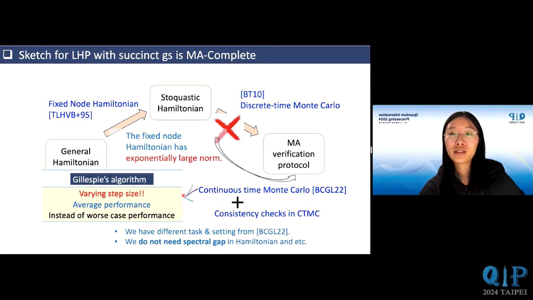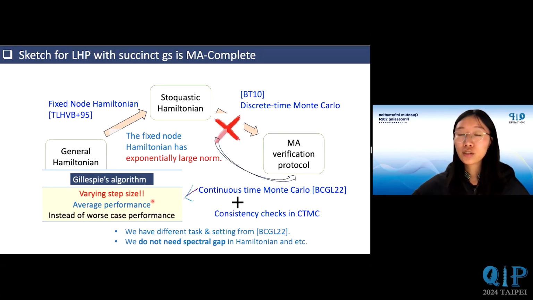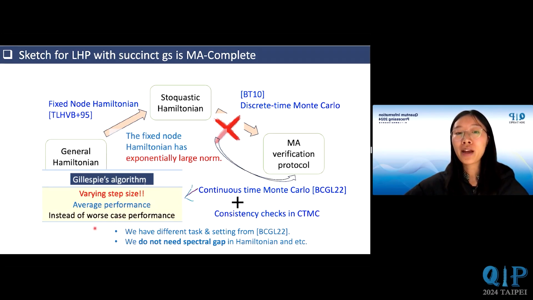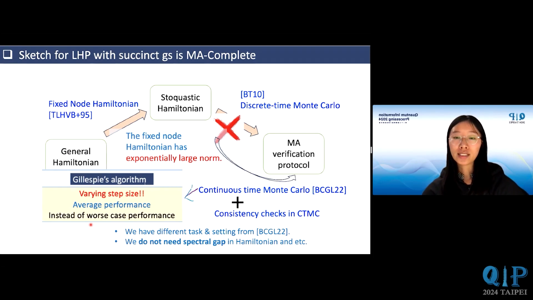Imagine you are doing a random walk on, for example, a 2D plane. This algorithm will take different step sizes for different points. So the average runtime will depend on the average performance, compared to the discrete time chain, which takes a fixed step size. So the discrete time chain will depend on the worst case performance. I think that's the key difference that makes the continuous time chain different from the discrete time chain.